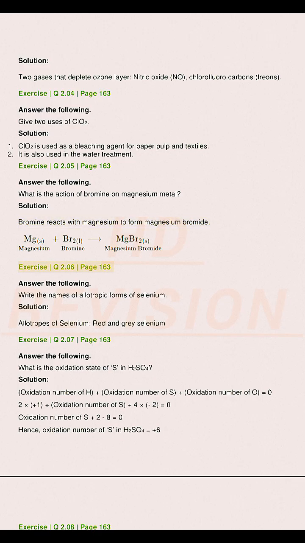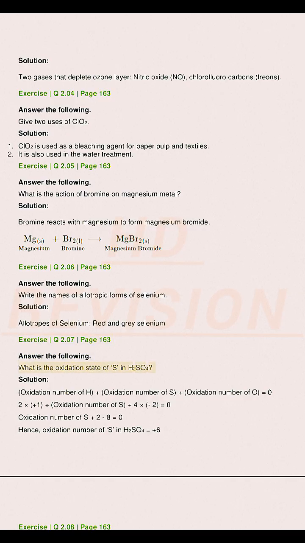Exercise Q2.06, page 163. Answer the following. Write the names of allotropic forms of selenium. Solution. Allotropes of selenium: red and gray selenium. Exercise Q2.07, page 163. Answer the following.